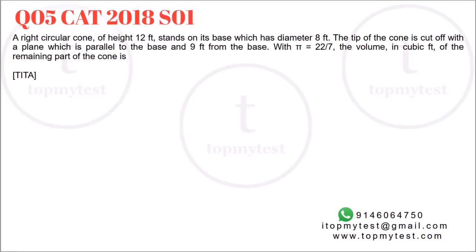And to round things off, this is from CAT 2018, slot 1. It says a right circular cone of height 12 stands on its base which has a diameter 8. The tip of the cone is cut off with a plane which is parallel to the base and 9 feet from the base. With pi equal to 22 by 7, the volume in cubic feet of the remaining part of the cone is how much?